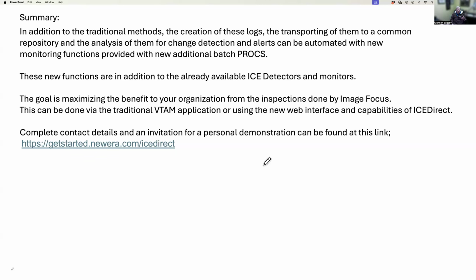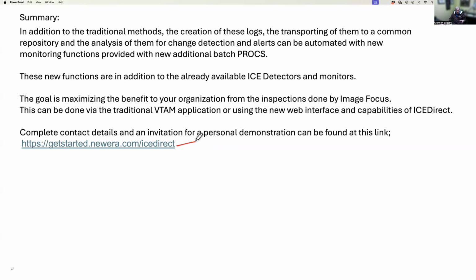Now there is a new web page out here. If you want to follow this link, that will give you more detail about ICEDirect. Please come out and take a look at it. It will talk more about how we've built this, and its capabilities far exceed what I've explained here so far. But it also gives you an invitation to come out for your own personalized demonstration of ICEDirect for yourself and for your organization.